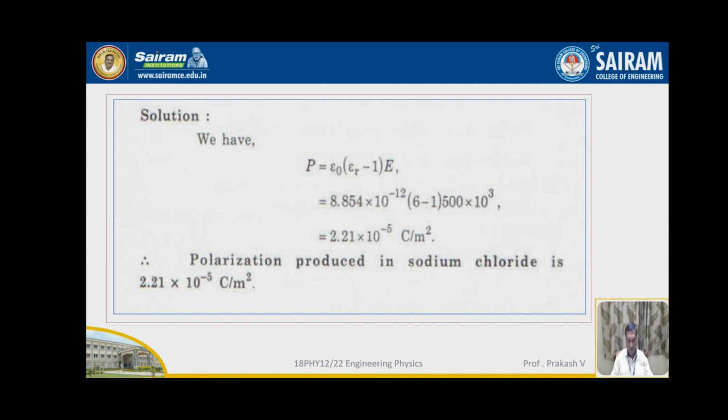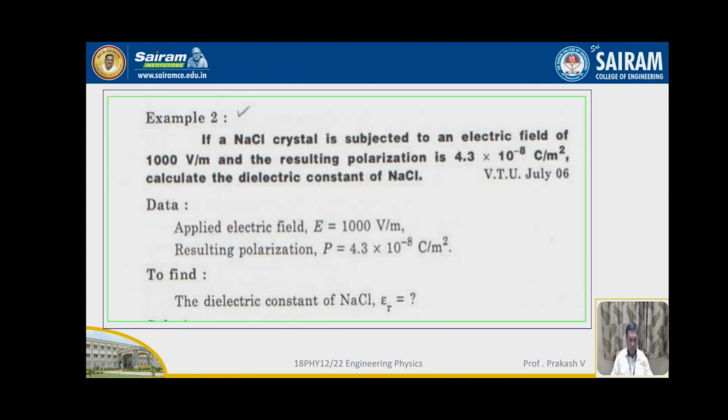So the polarization produced in the NaCl crystal is found to be 2.21 × 10^-5 coulomb per meter square. Next problem: if a NaCl crystal is subjected to an electric field of 1000 volt per meter and the resulting polarization is 4.3 × 10^-8 coulomb per meter square, calculate the dielectric constant of NaCl.